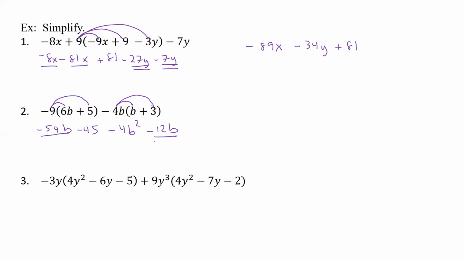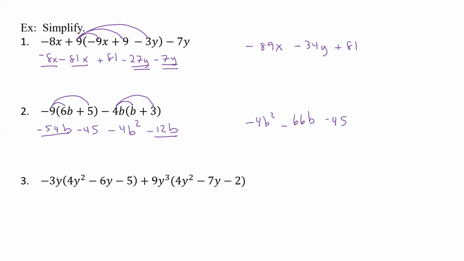Now what we're going to do is we're going to write it in decreasing orders of power. So we're going to take negative 4b squared first. Then we have 54 and 12. We're going to add together. So that's going to be a 66, and it's going to be negative. So minus 66b. And then we have minus 45. And so that would be our solution here.